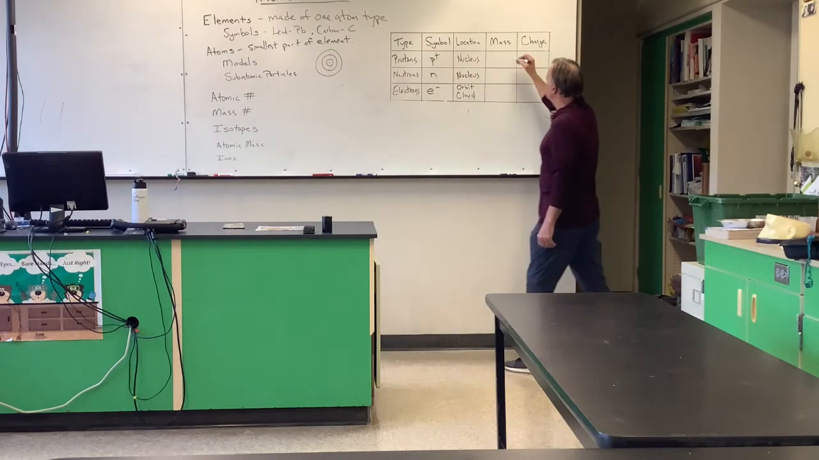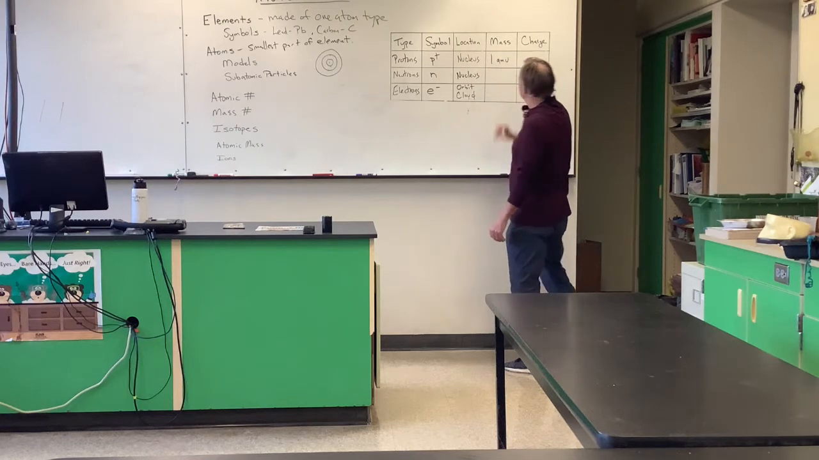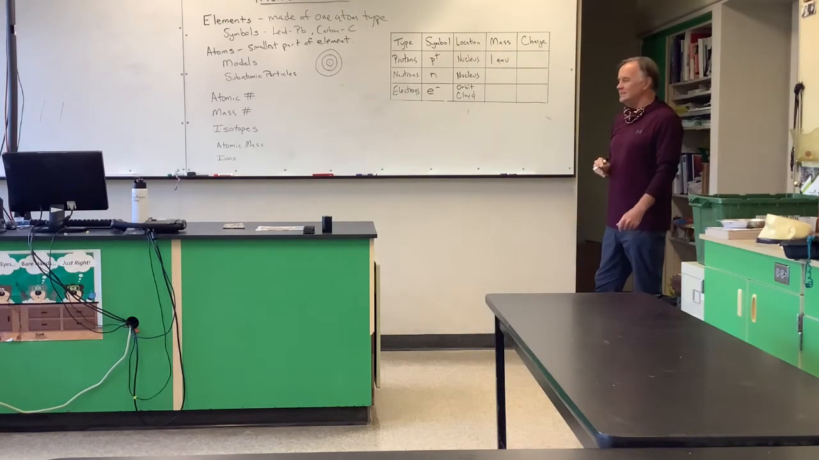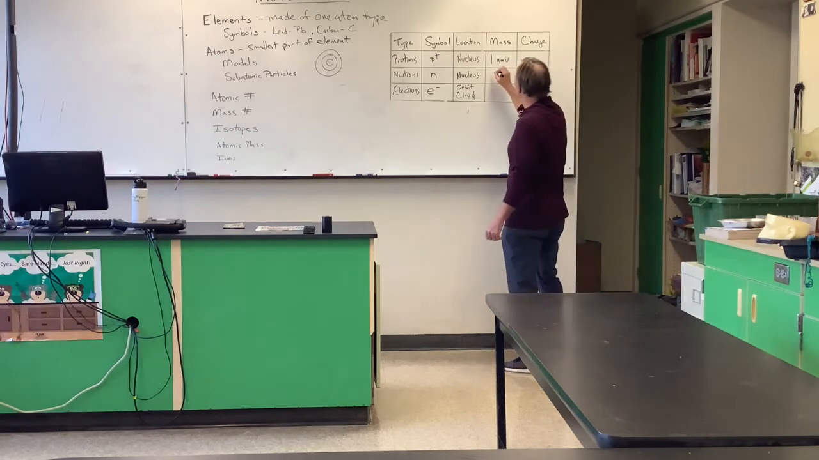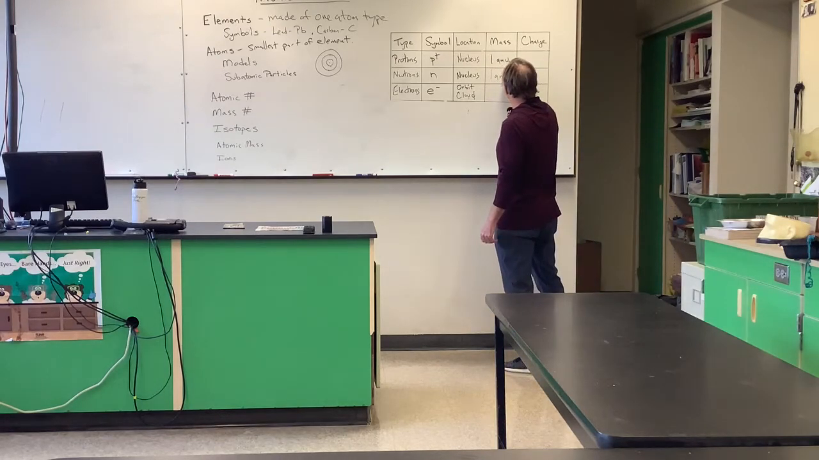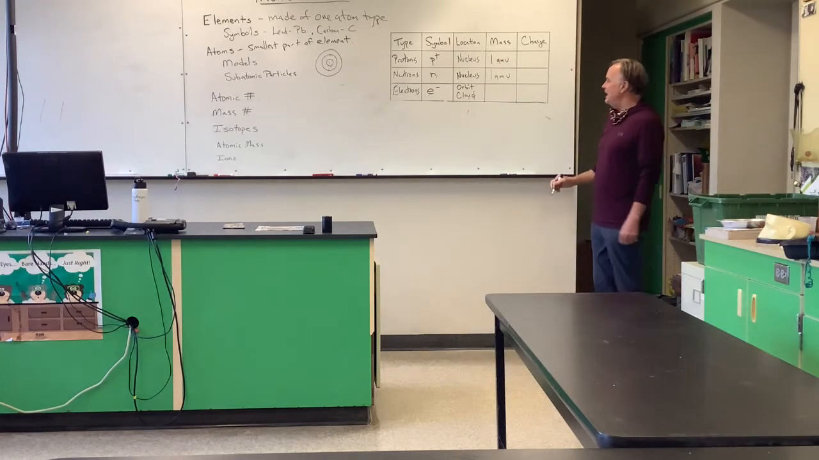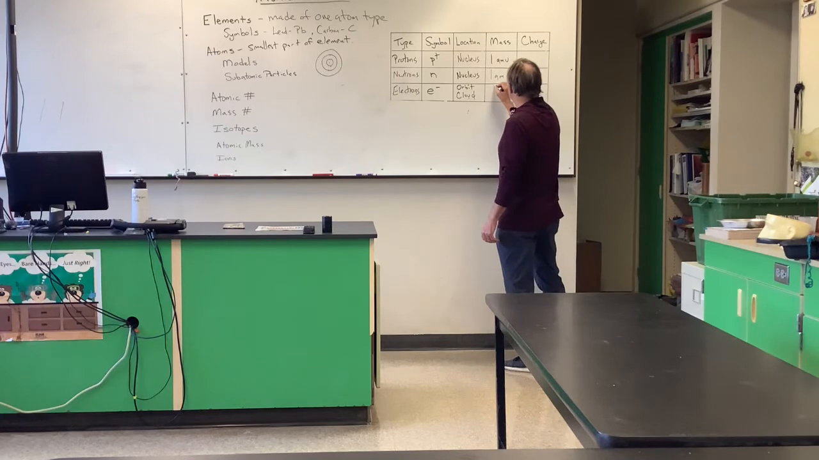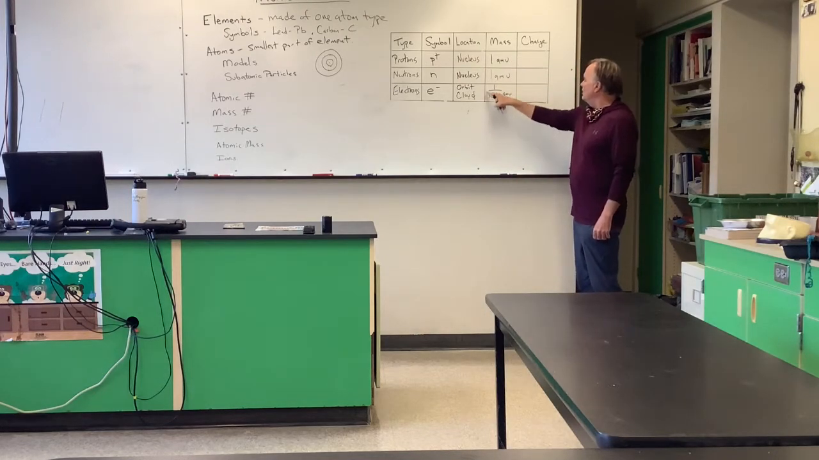Mass. We say protons are 1 atomic mass unit. They're actually about 1.64 times 10 to the negative 24th grams, really, really small. So we just say 1 atomic mass unit for both of those. Protons and neutrons have about the same mass. The electron is much smaller, 1 over 1840 atomic mass unit, which makes it nice because they're so small that you don't even worry about the mass of the electron when you're figuring out the masses.